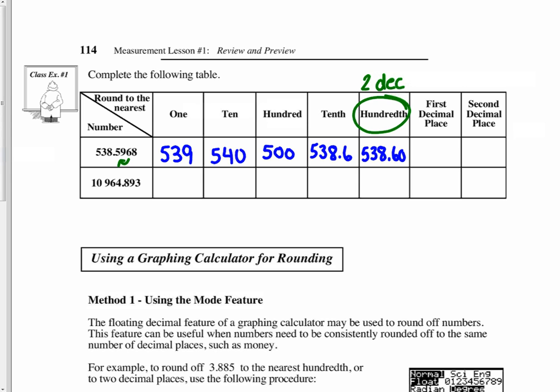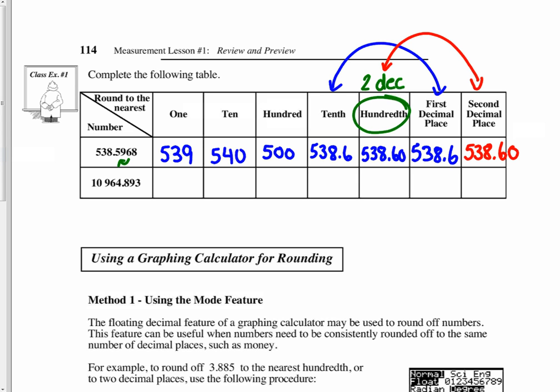First decimal place is the same thing as which one? Tenths. And second decimal place is the same thing as hundredths. Okay. I changed, yeah.